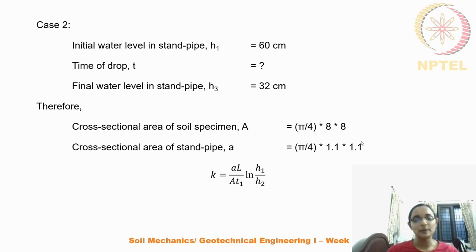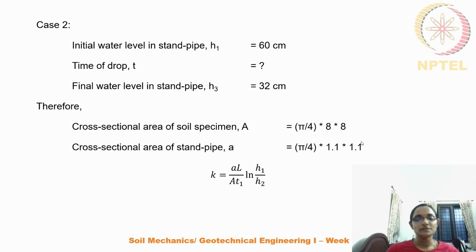For falling head permeability test, the coefficient of permeability equation is aL by AT1 into ln H1 by H2. Small letter a in the numerator is cross-sectional area of standpipe, and the capital A in the denominator is cross-sectional area of the soil specimen.